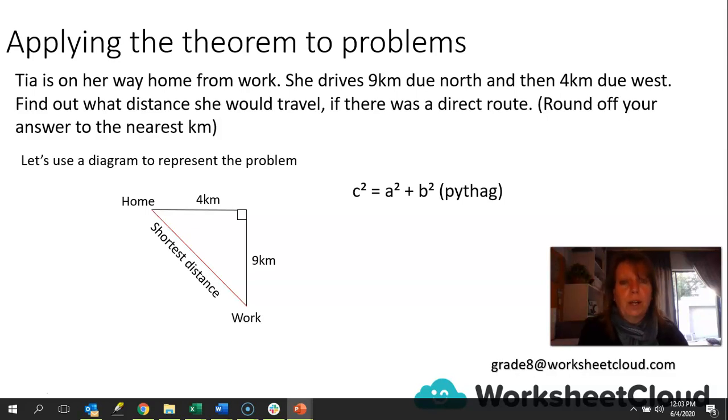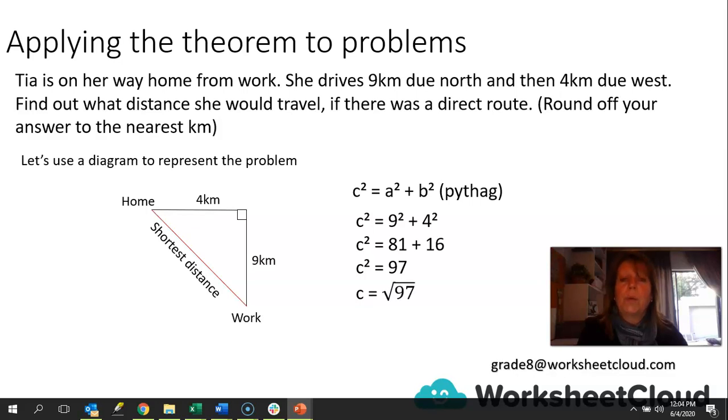All right, after that long explanation, c squared then is equal to 9 squared plus 4 squared. Can you see there's the 9 squared, 9 for the due north, and then the 4 for the due west. So we work out 9 squared, that's 81. 4 squared is 16. So we've got 81 plus 16, but remember that gives me the hypotenuse squared. So the hypotenuse squared will be 97. Right, everybody got that? 81 plus 16 gives me 97.